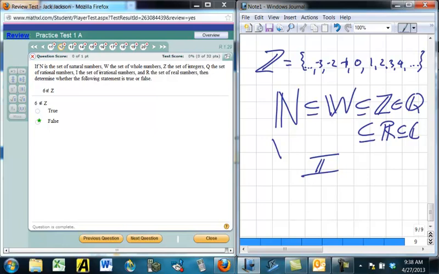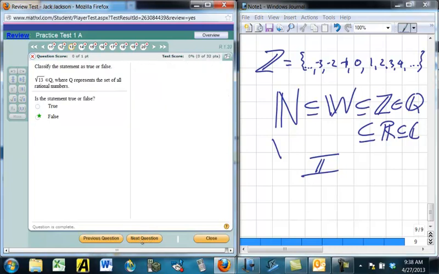It says 6 is not an element of the integers. That would be false. Square root of 13 is rational. That is false.